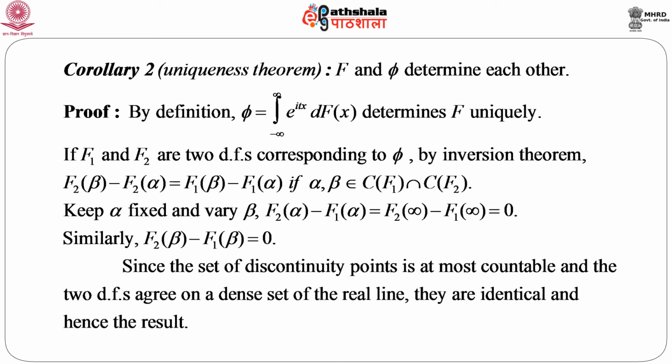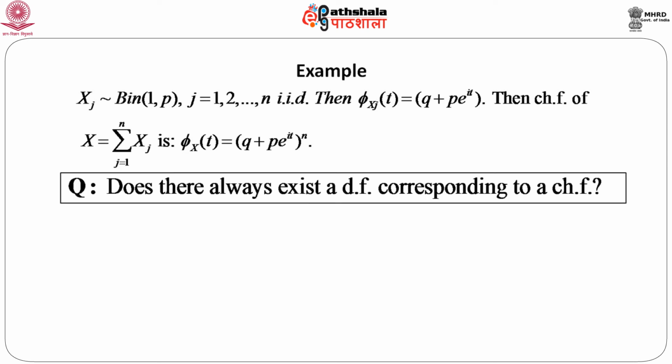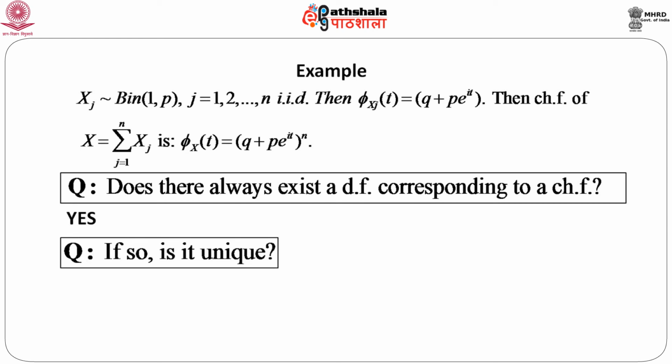So, let us consider the previous example of X_j, where each X_j follows binomial(1, p), and we know that capital X has the characteristic function (q plus p e to the power i t) whole to the power n. So, the question was, does there always exist a distribution function corresponding to a characteristic function? Answer is naturally yes. Next question, is it unique? The answer is naturally yes, based on the inversion theorem and the uniqueness theorem.